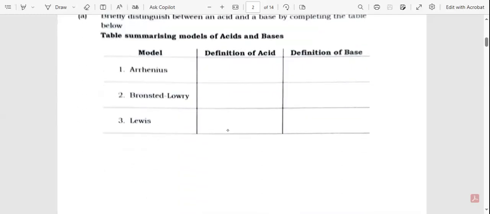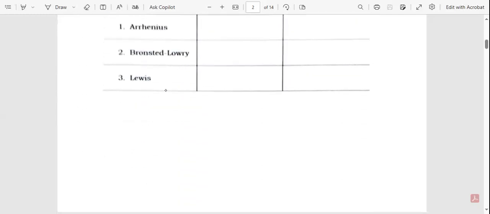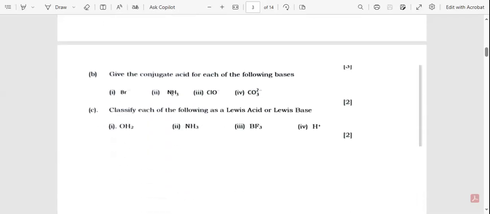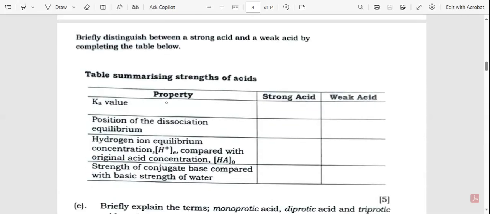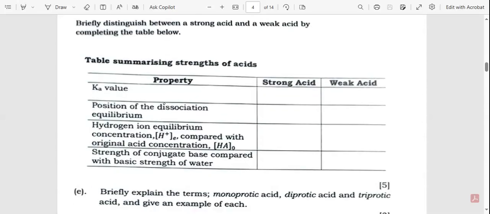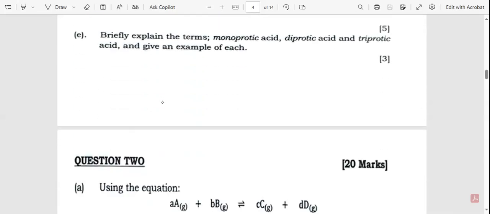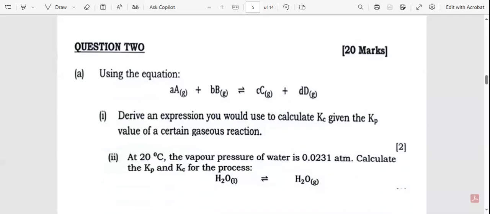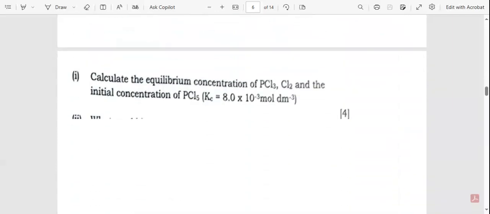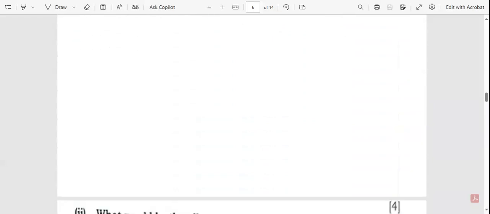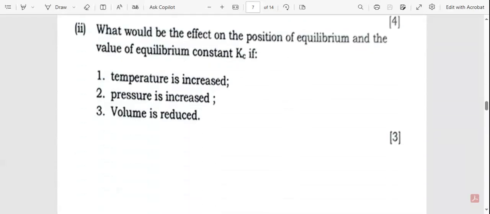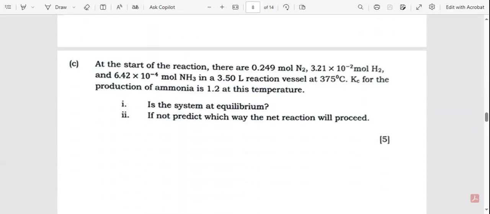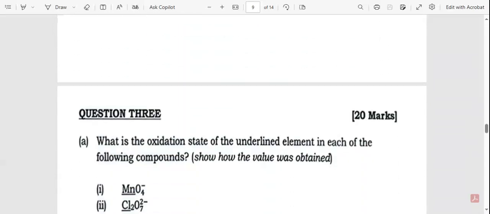I've picked those important questions such as Bronsted, Lewis base. We have conjugates, then we have the properties, strong acid, and dissociation. We'll be able to do all these, calculating the Kc, that is the chemical equilibrium. Also under chemical equilibrium, we have again chemical equilibrium.